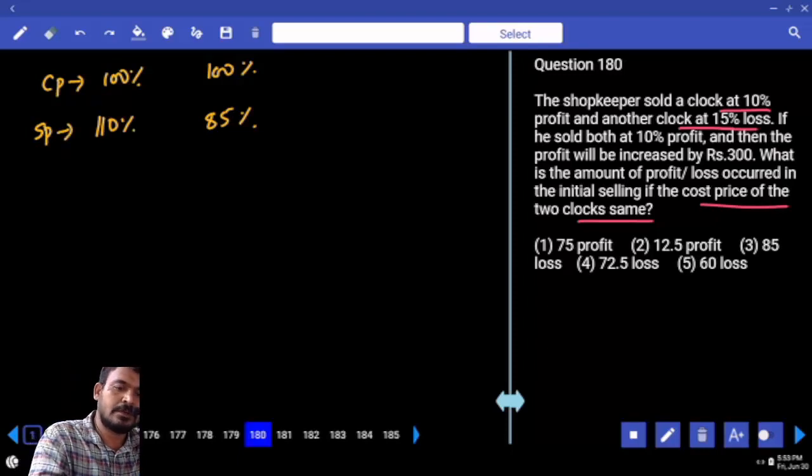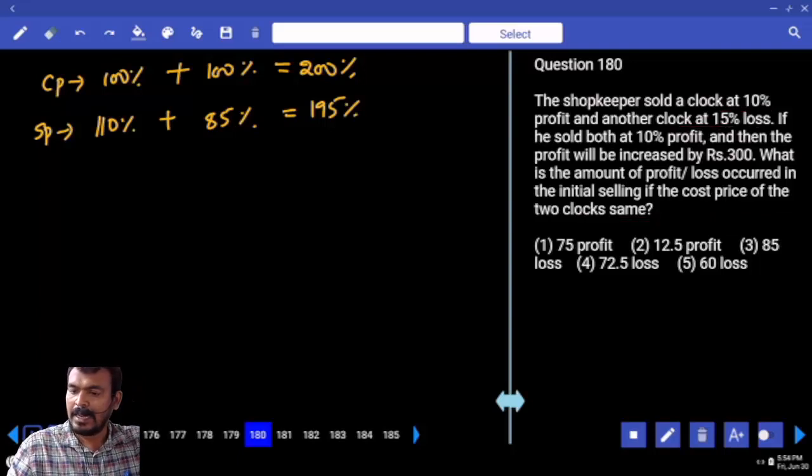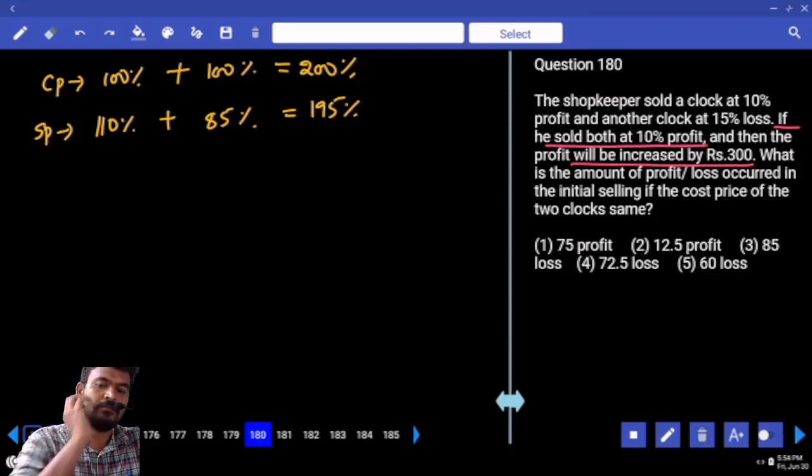What is the total cost price of two items? 200%. What is the total selling price of two items? 195%. Okay. For the next line, and then the profit will be increased by how many rupees? 300. What is the amount of profit or loss? One more line is given. If he sold both at 10% profit, then the profit will be increased by how much? 300. Already cost price 200.